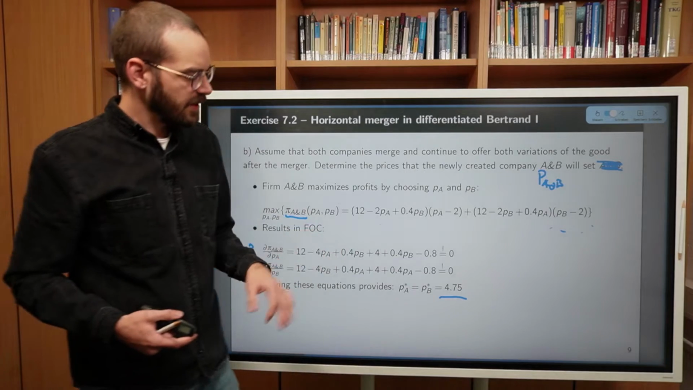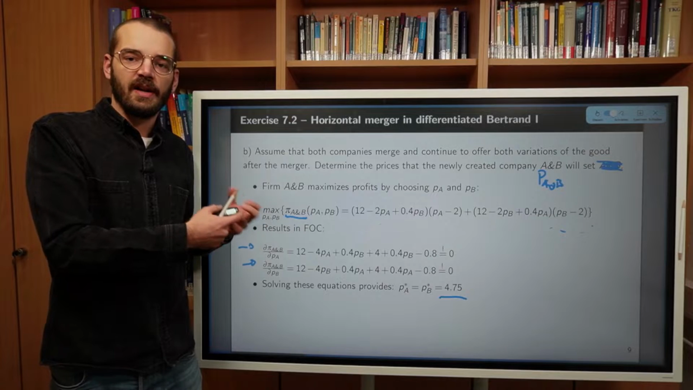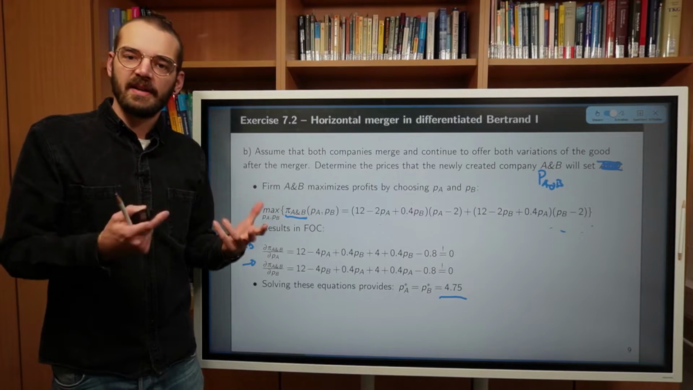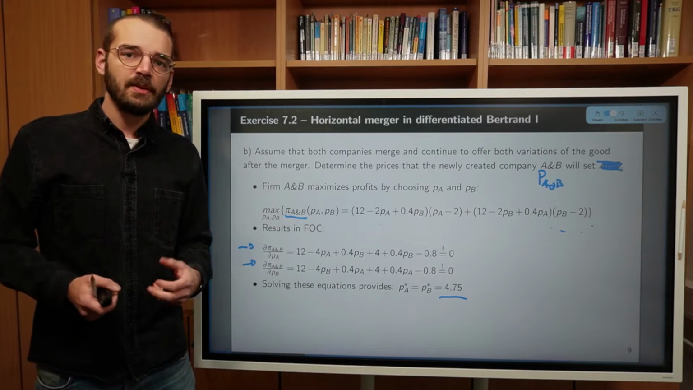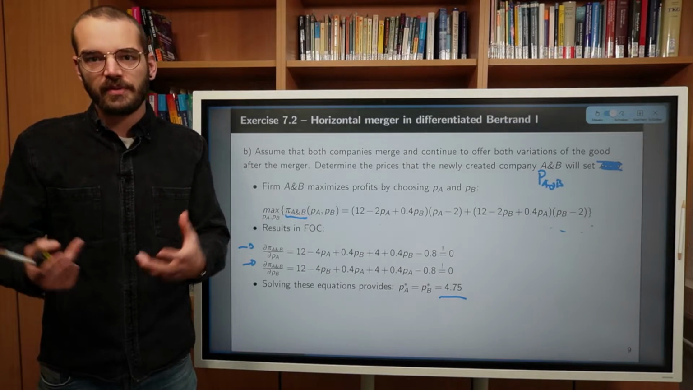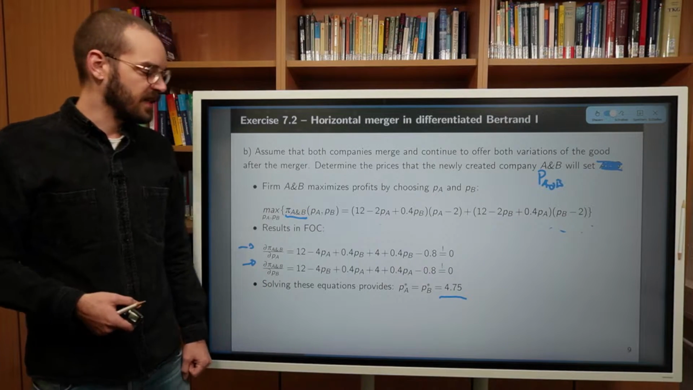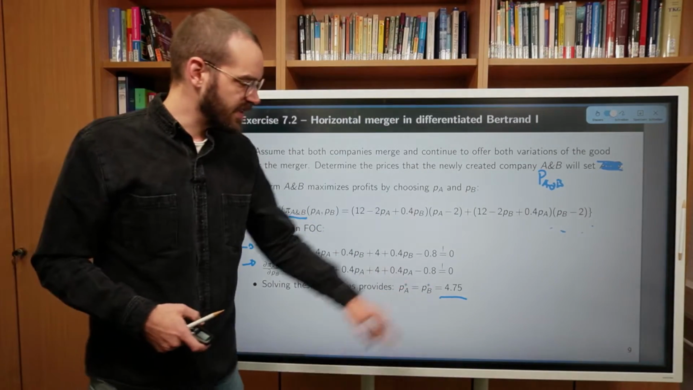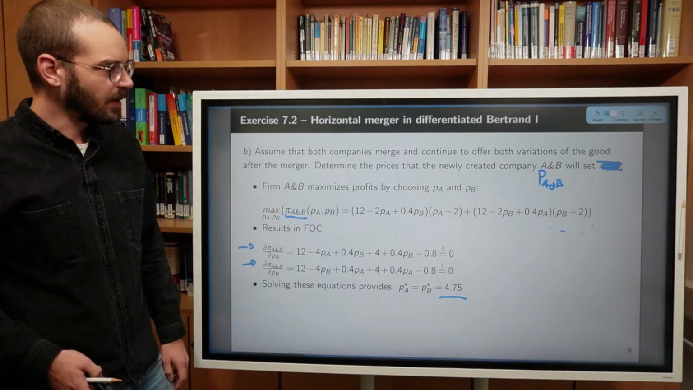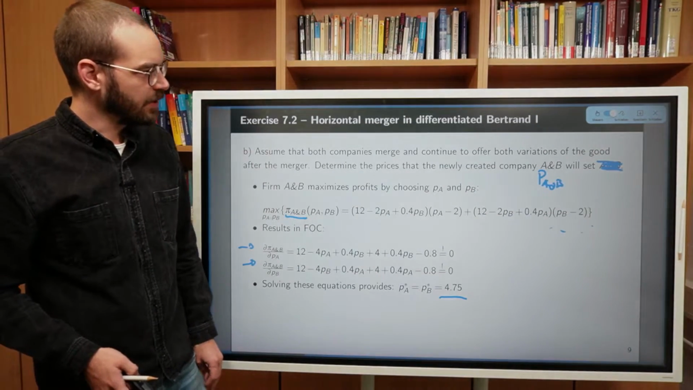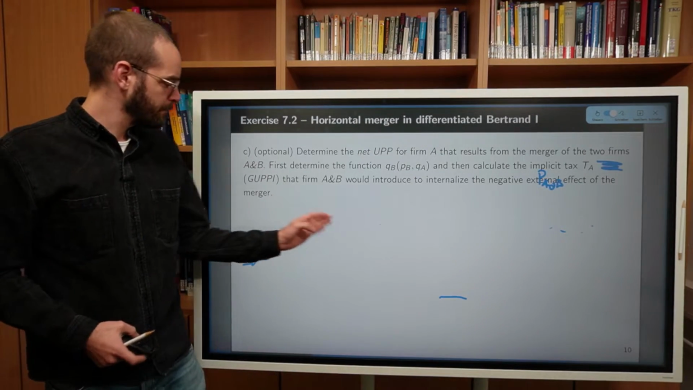So, interestingly, we see a price increase, right? Going from the situation under task A, where we had two competitors, towards the situation we are now observing in task B, where we have one monopolist or one merged firm that results from the merger of these two competitors under task A. We now see an increase in prices. Determine the prices that the newly created company A and B will set. So we're done with this task.